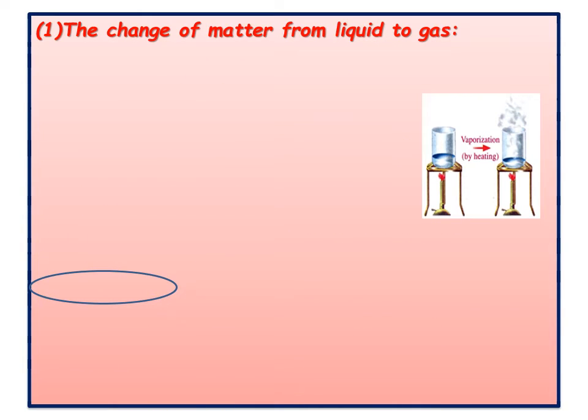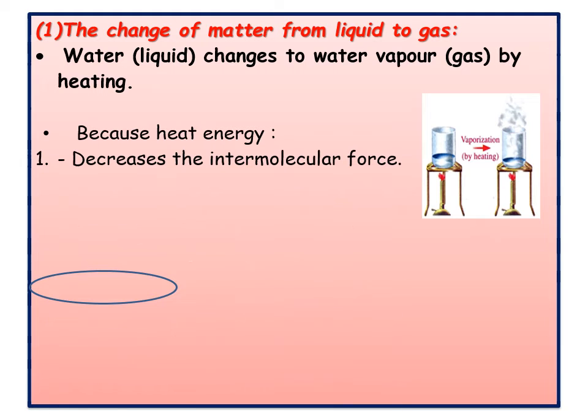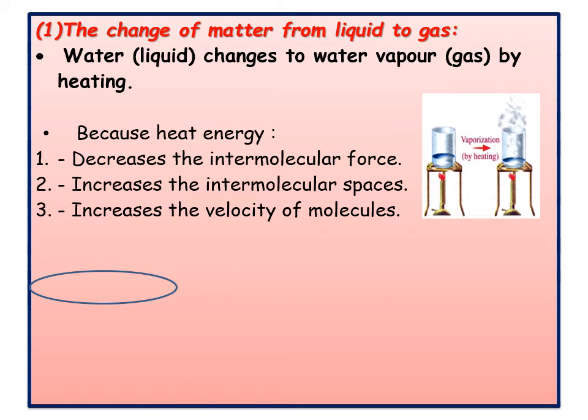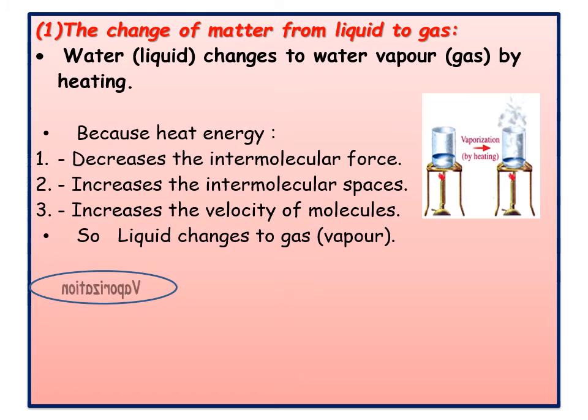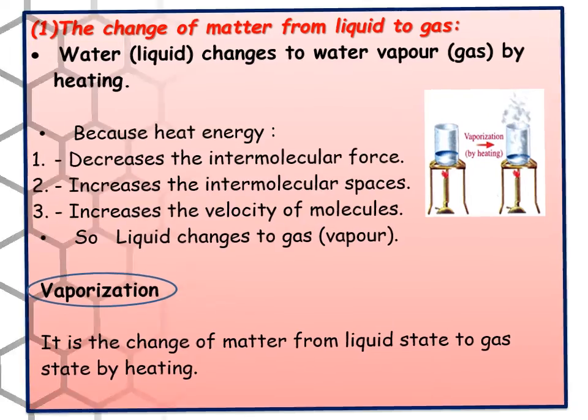The change of matter from liquid to gas. As you see in this picture, water changes into water vapor by heating, because heat energy, again the same as we said from solid to liquid, decreases intermolecular force, increases intermolecular spaces, and increases the velocity of molecules. So liquid changes to gas or vapor. So what does vaporization mean? It's a change of matter from liquid state to gas state.